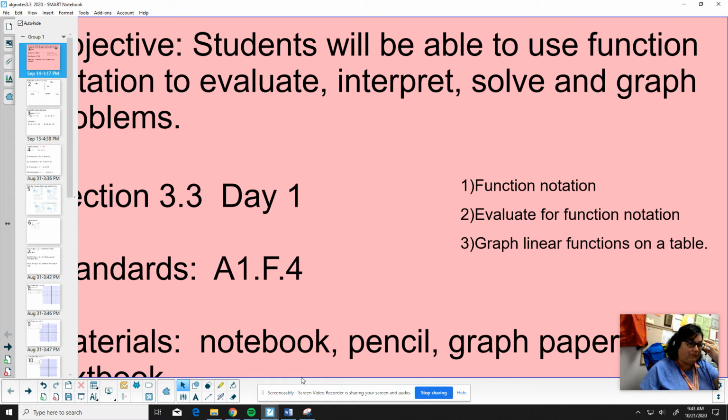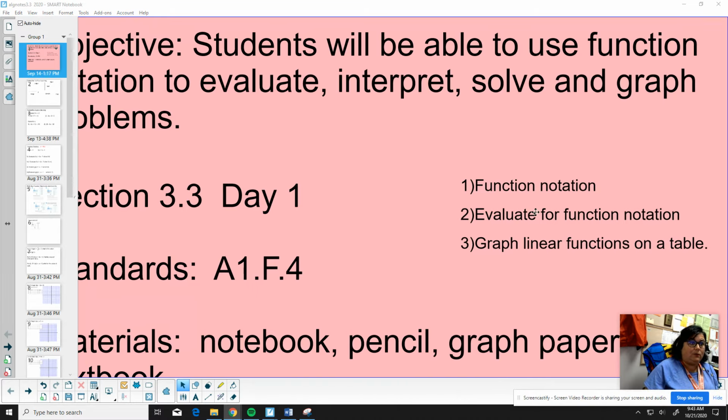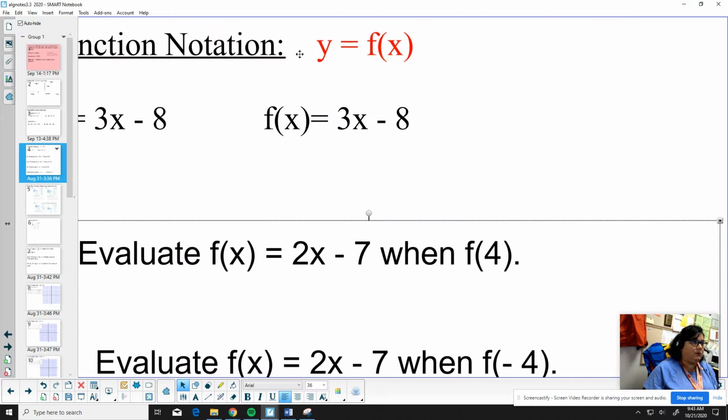When we're done with this, hopefully you'll be able to understand that function notation is the same thing. f of x is the same thing as y. We're going to evaluate in function notation, and we're going to graph linear functions on a table. So let's start right here.